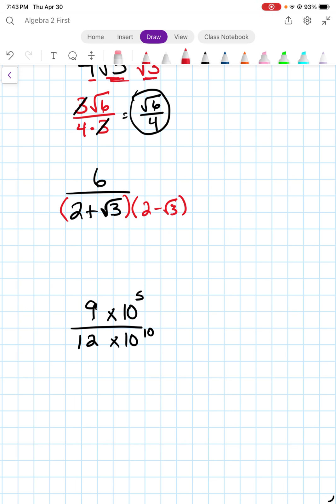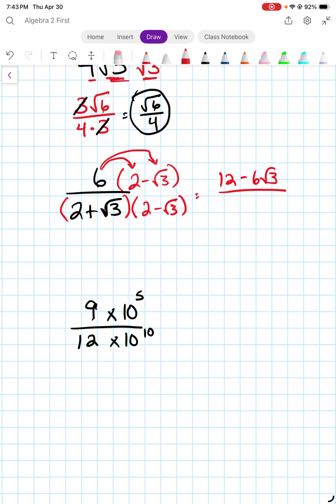Notice the bottom is 2 plus root 3. We're going to multiply top and bottom by its conjugate, which is 2 minus root 3. Reminder on top, we can do 6 times 2, that's 12. But 6 and root 3 have nothing alike, so we're going to leave it as 6 root 3.